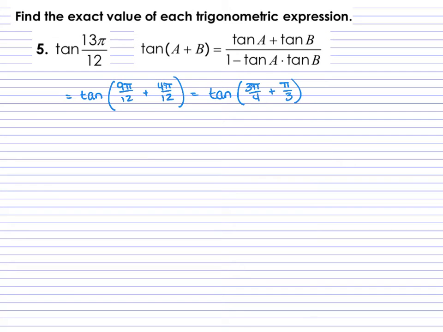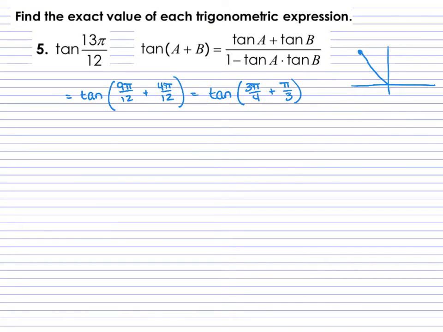So now both 3 pi over 4 and pi over 3 are angles that we can find on the unit circle. This is where things get a little bit trickier though, because you really have to know your unit circle to be able to find these answers. So let's think for a second if we've got our unit circle here. We'll do 3 pi over 4 first. So 3 pi over 4 is this angle over here.